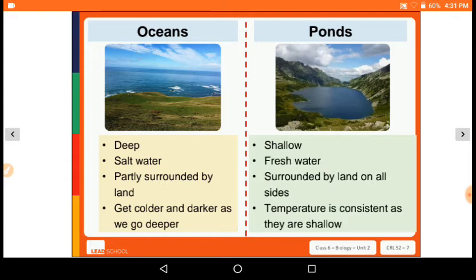Partially surrounded by land, and it gets colder and darker as we go deeper in the oceans. Temperature is constant in ponds, as there are shallow waters.